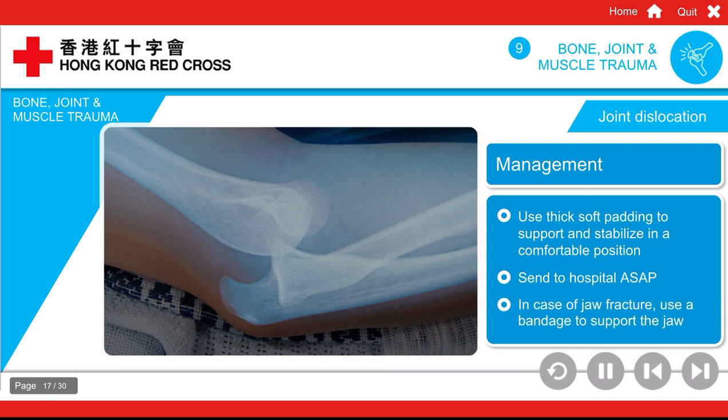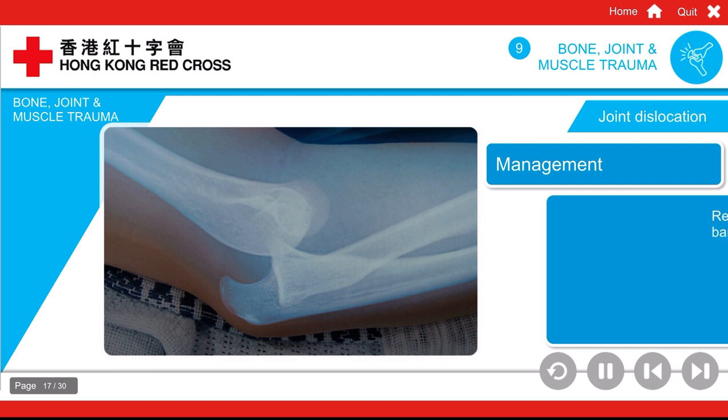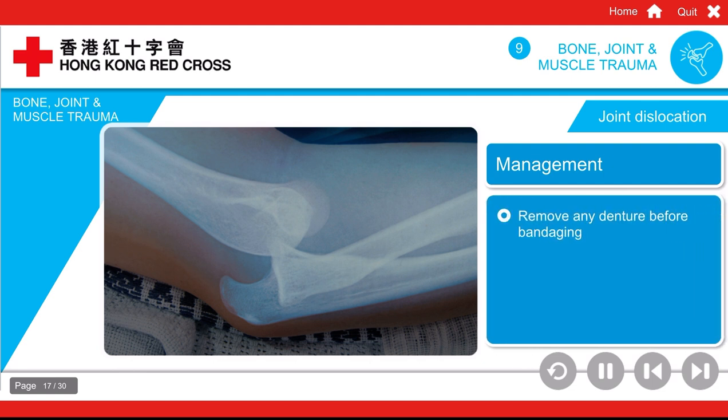In case of lower jaw dislocation, fold a triangular bandage into a narrow bandage and use it to support the lower jaw and tie the knot on the uninjured side. If the victim has any denture, remove it before bandaging.